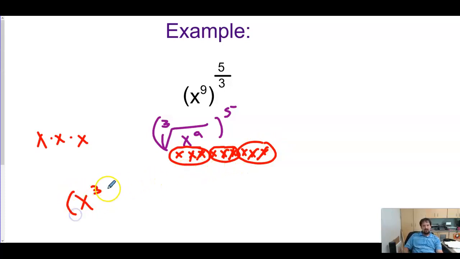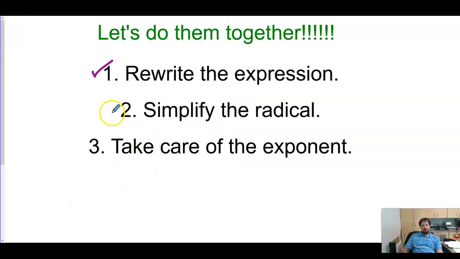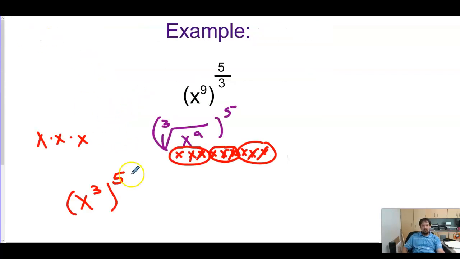So we have this x cubed, and I still have this 5 right here. The 5 hasn't gone anywhere yet. So, simplify the radical. Check. Took care of that. And now we're going to take care of the exponent. So we have 5 cubed, x cubed to the 5th power. And remember, power to a power means we multiply. So my answer is just going to be x to the 15th power.